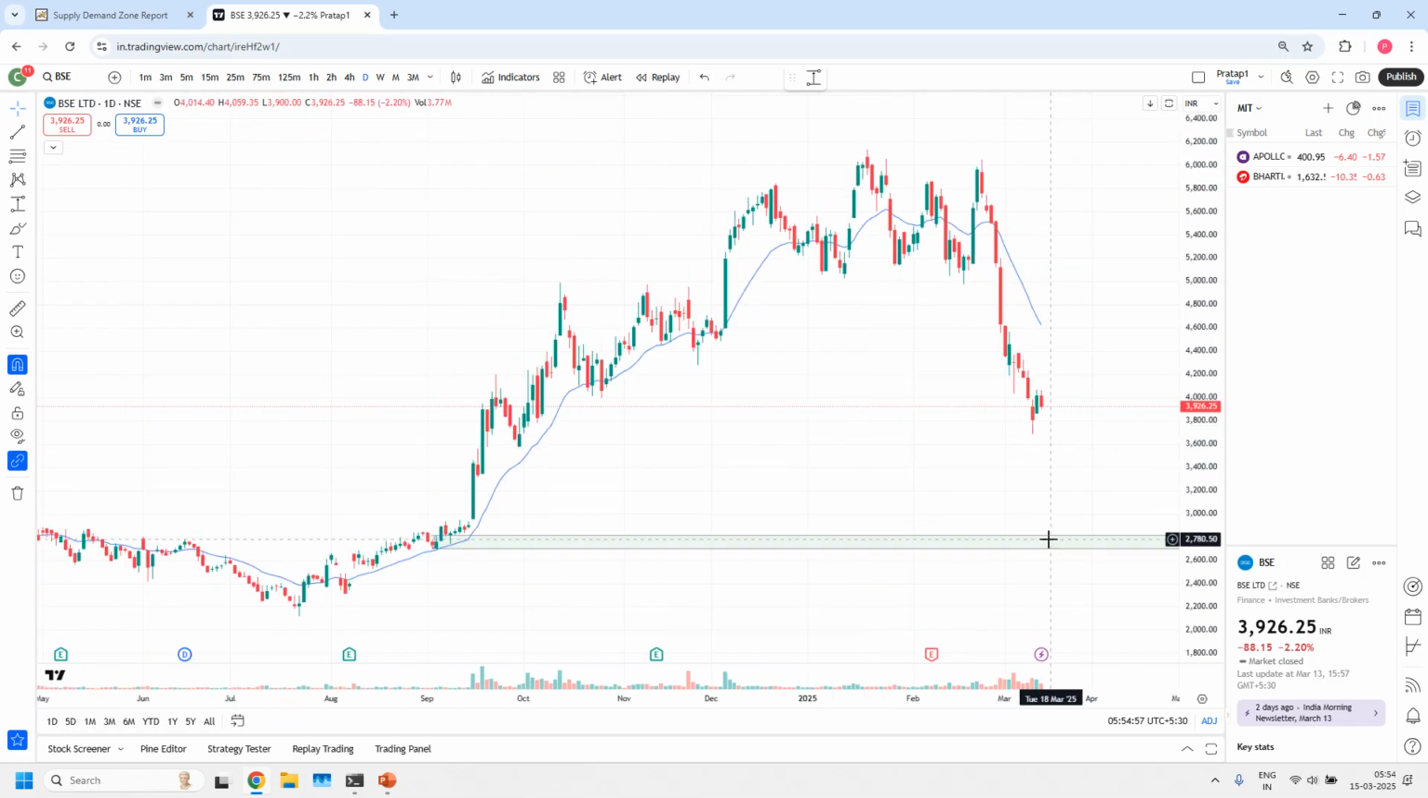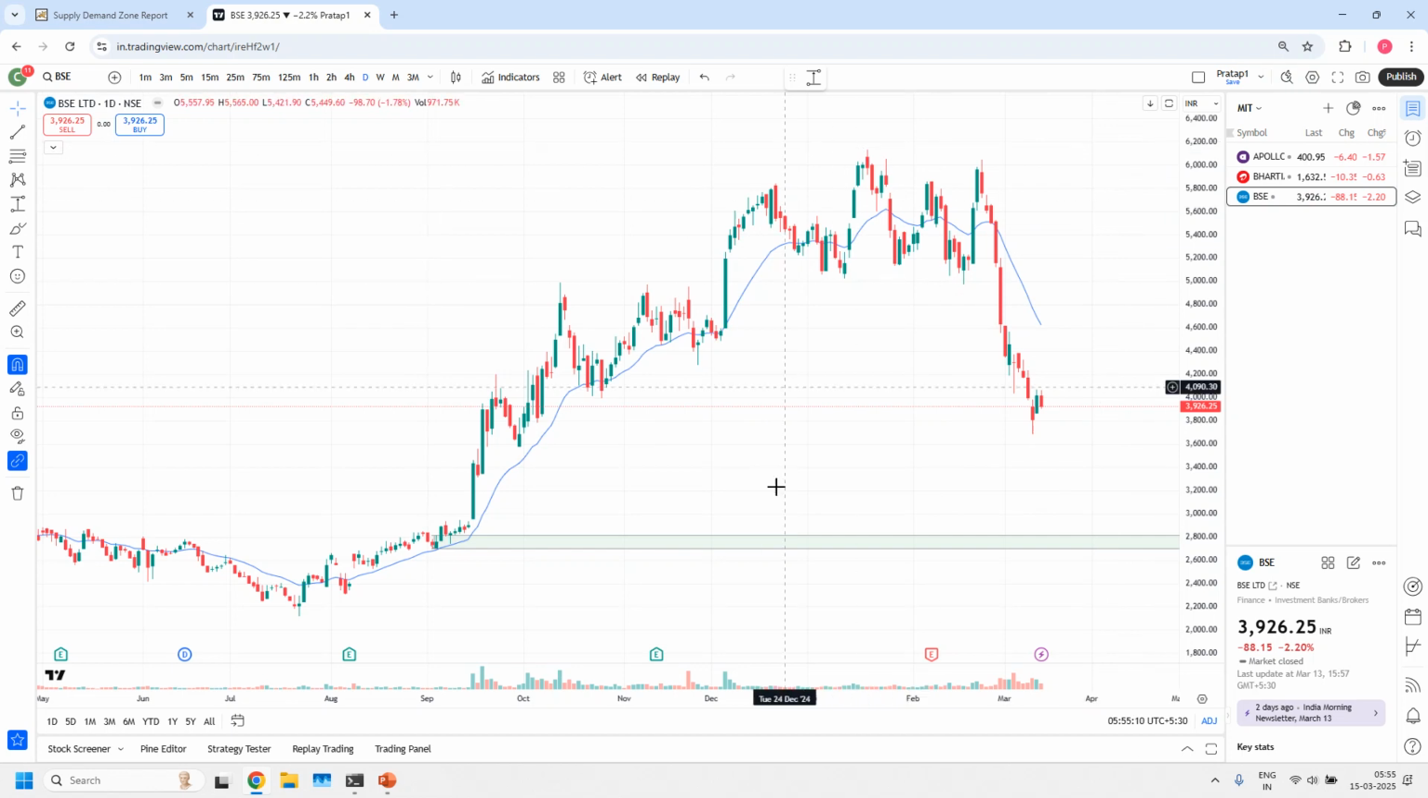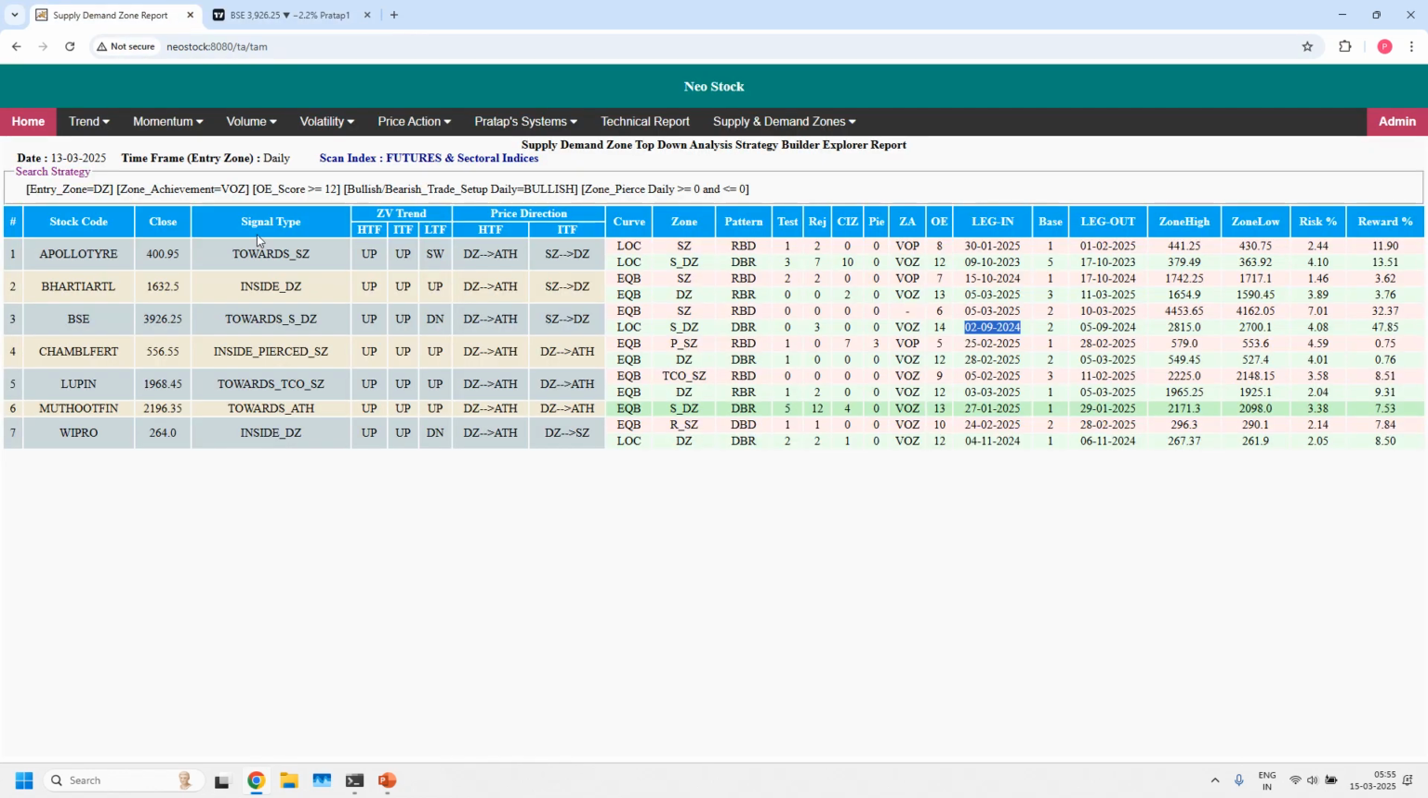Anyway, we have to wait until prices reach here. It takes some time to get into this level. So let me add this into watch list. Next one is Chambal Fertilizers.